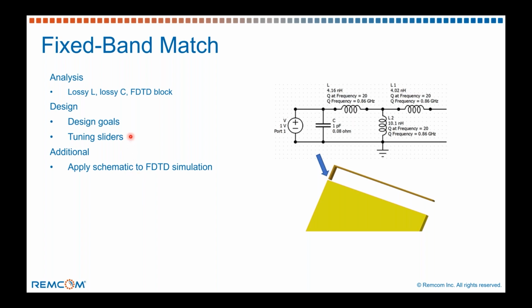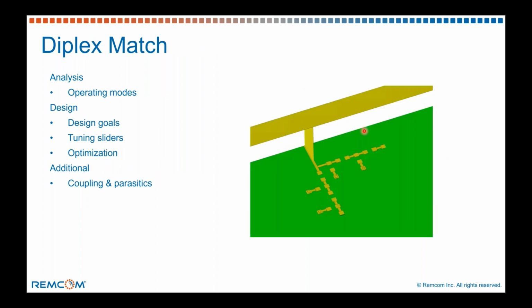You can say those tuning sliders are nice, and that works on a simple matching network like this, but what do we do whenever things get to be more complicated? And so that's what we're going to cover next.